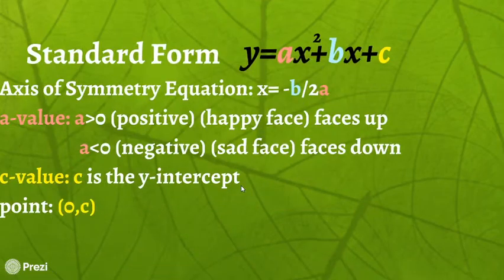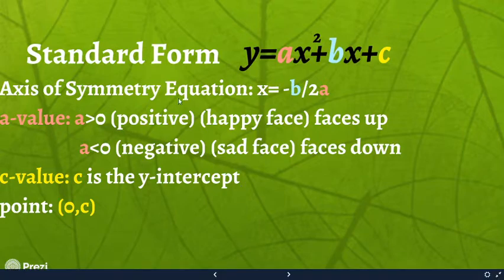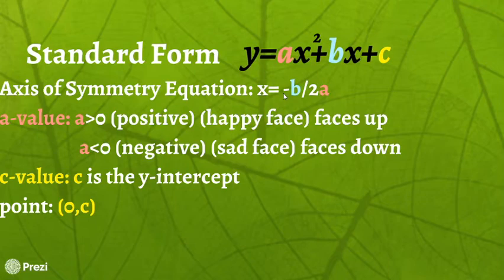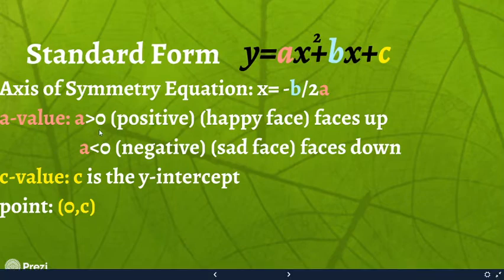Okay, so again, you guys just did an activity where you found out the relationship between the standard form equation and how to get the axis of symmetry equation. So how we're going to get the axis of symmetry equation from standard form is to do x equals negative b, or the opposite of b, over 2a. We've already reviewed this before.